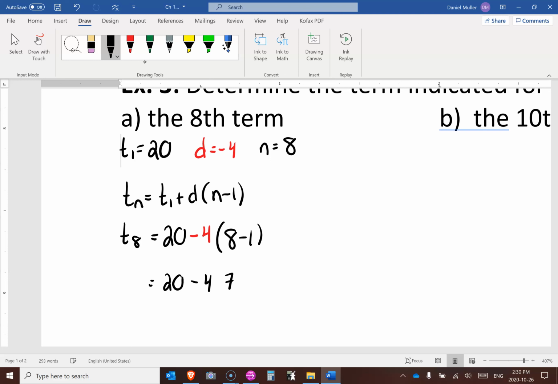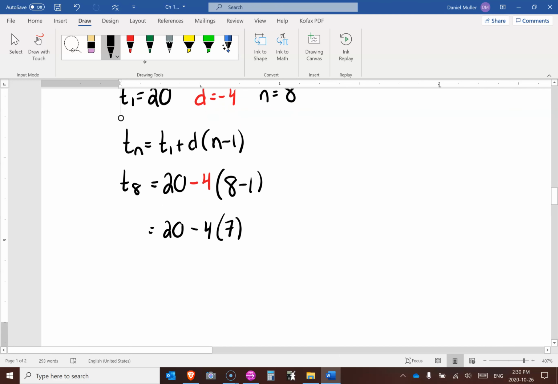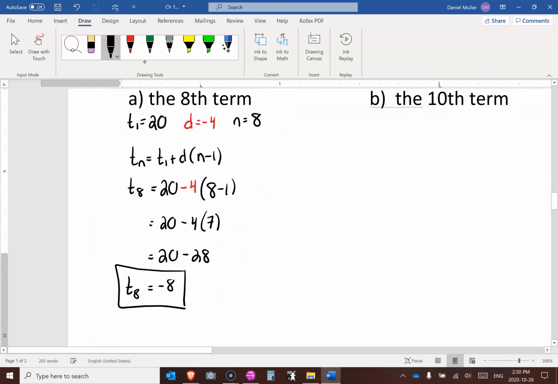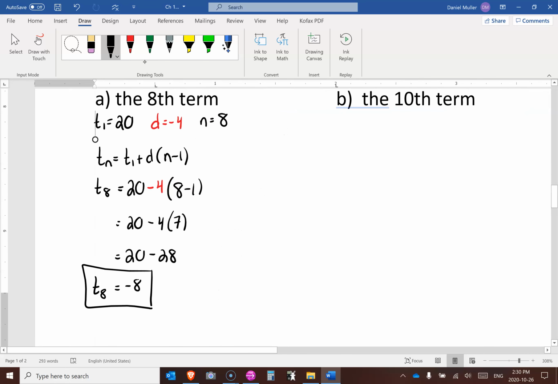So you have to do BEDMAS first, and that says do what's inside the bracket. The next thing in BEDMAS is to do the multiplication, so we're going to do that next. So 20 minus 28, and 20 minus 28 is -8. So T8, term 8, is -8. Okay, so that's how you do that. We start with the first term, the number of terms, and whatever our common difference is.